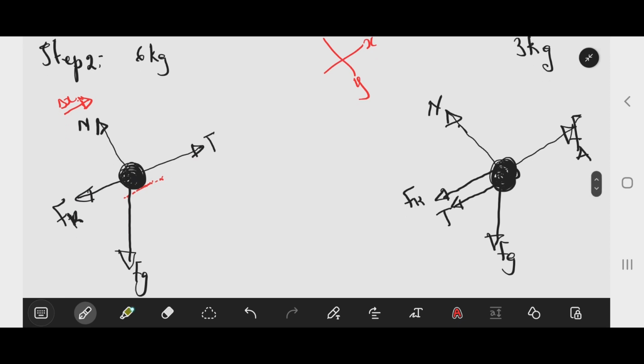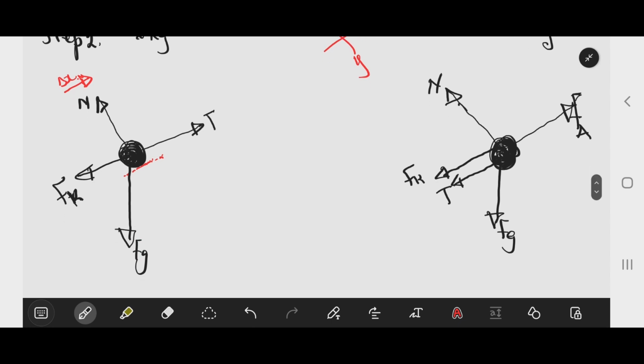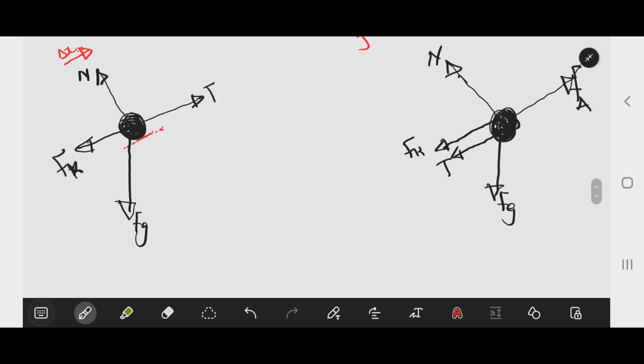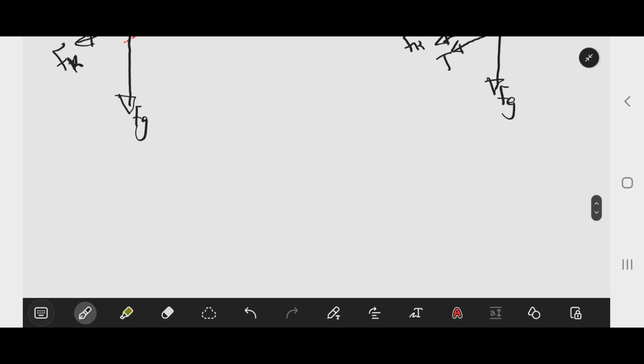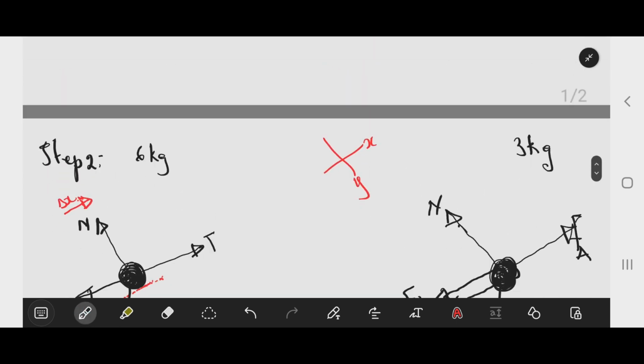But what about Fg? Fg is not in the y direction and it is not in the x direction, right? So it means we have to resolve that Fg. Okay, so when we resolve Fg, we actually have to draw another free body diagram, right, to represent that we have resolved that Fg.